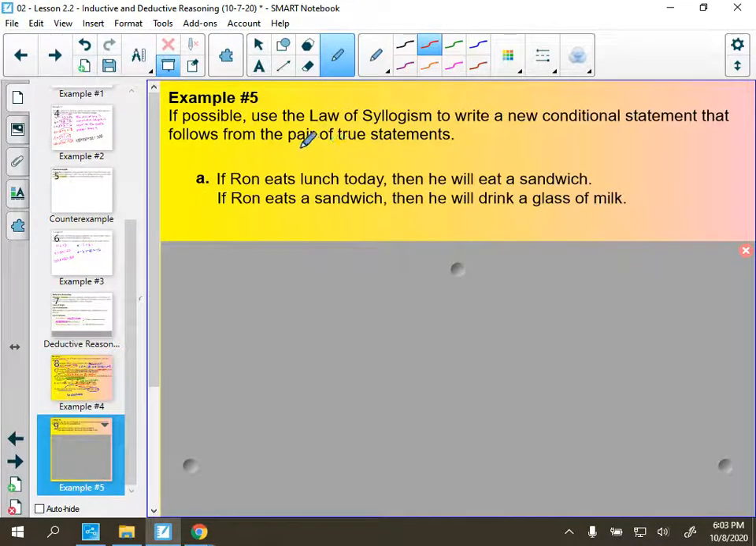As we read it here, if Ron eats lunch today, then he will eat a sandwich. Okay, I can understand that. If Ron eats a sandwich, then he will drink a glass of milk. So there's this overlap, this idea of "then he will eat a sandwich." If Ron eats lunch today, and then a follow up of if Ron eats a sandwich. So we're connecting the first if-then to the second. That's like this conclusion right here matching up with the hypothesis of a second if-then statement.